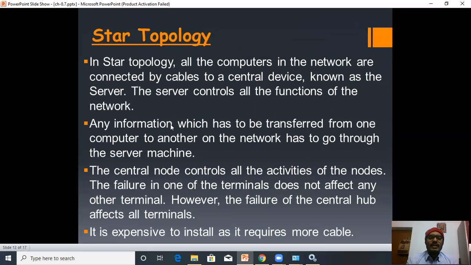Now coming to the next one, that is the star topology. This is very important, children. In a star topology, all the computers in the network are connected by cables to a central device known as the server. The server is the central device which attaches all the client computers. The server is connected with the other computers, and the server controls all the functions of the network.